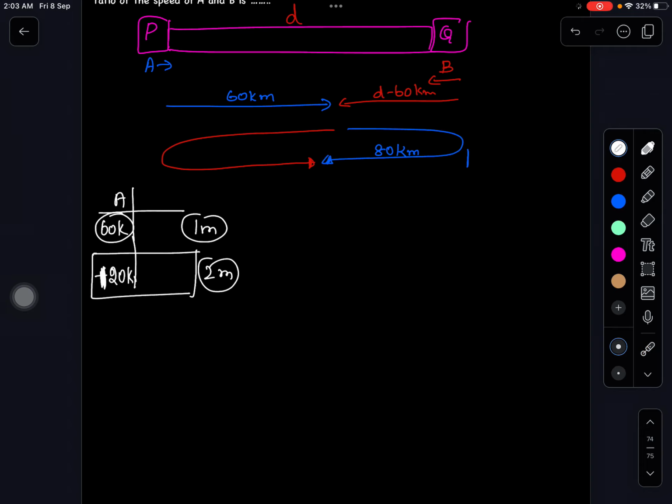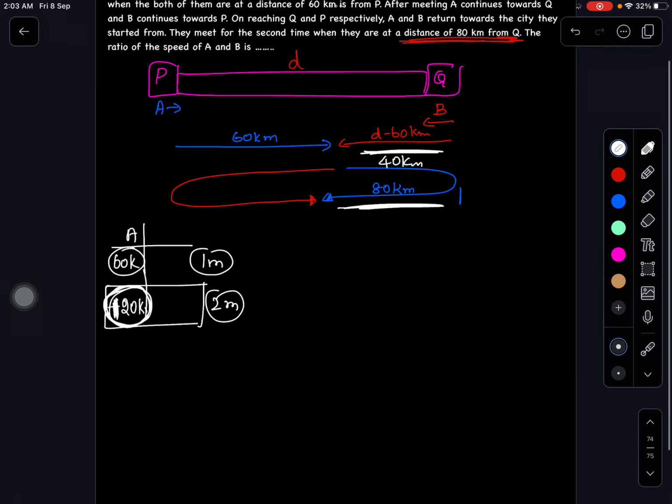So we can go ahead and say that the track length is, this must be 40 kilometers, because we know that from the first meeting until the second meeting, the total distance traveled by A is 120. We know here A has traveled 80. So here A must have traveled 40. So we can clearly say that from the left side it is 60 kilometers and from the right side it is 40 kilometers, which means A has traveled 60 kilometers. In the meantime, B has traveled 40 kilometers.